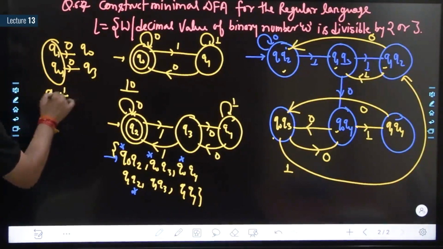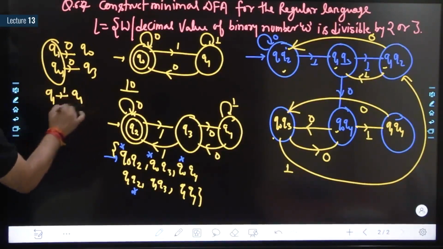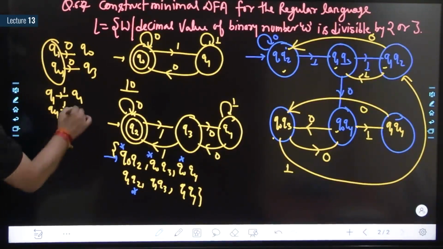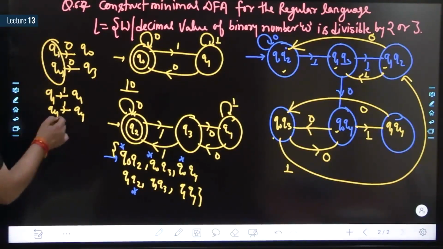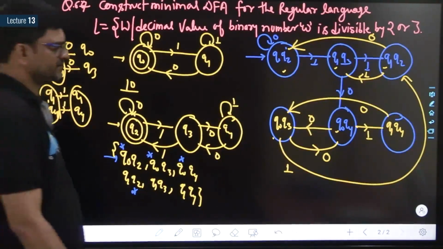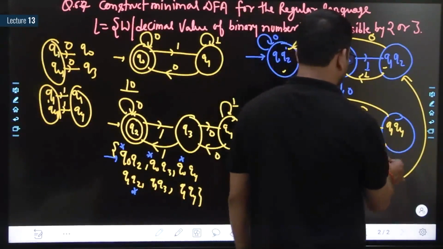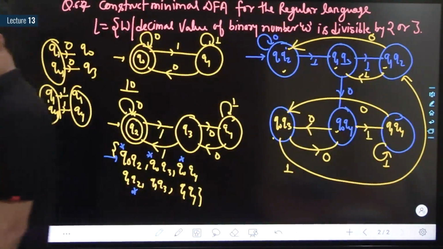Q1 on 1 goes to Q1. Q4 on 1 goes to Q4 itself. Then Q14 on 1 is a self loop. This is the final DFA for this.